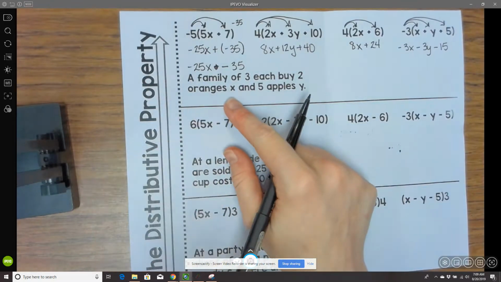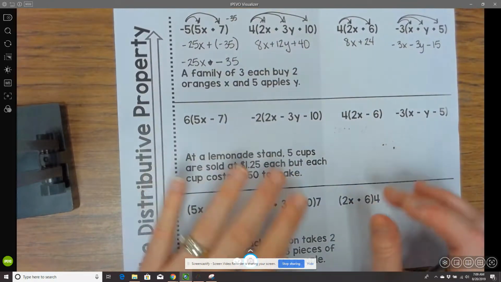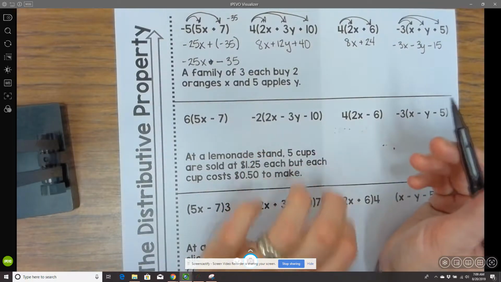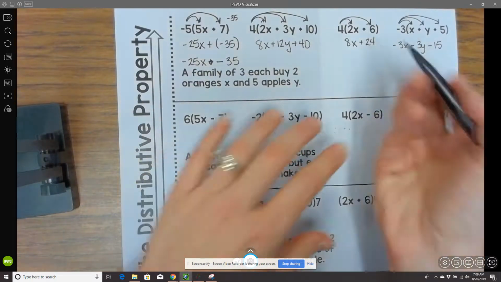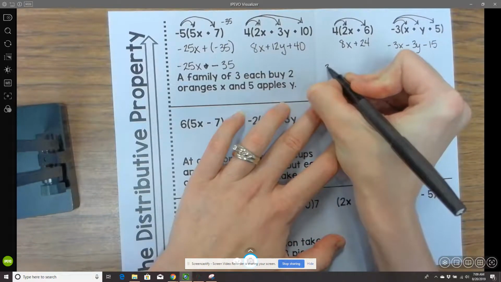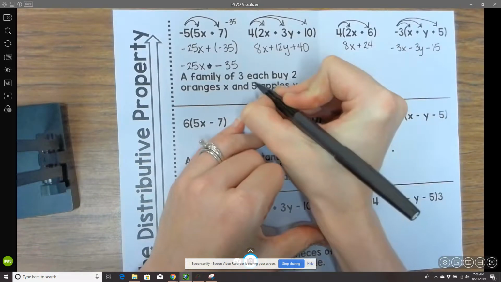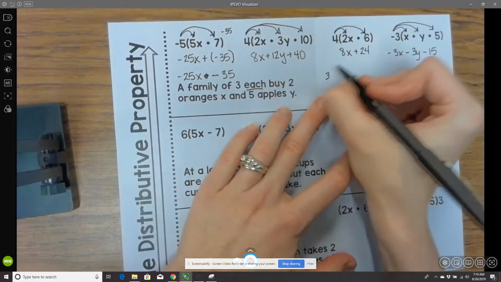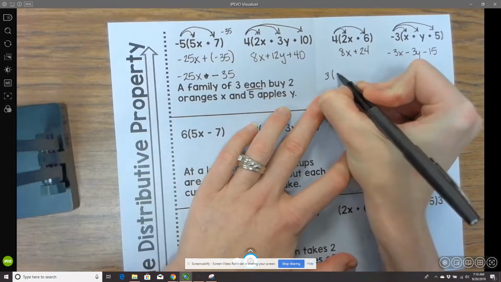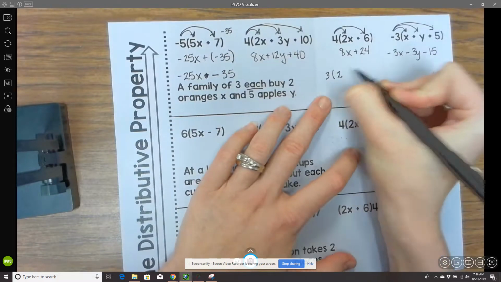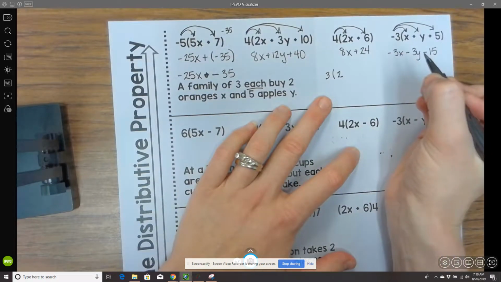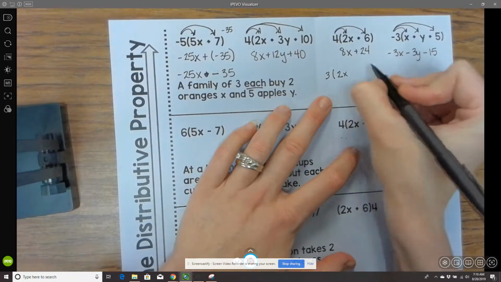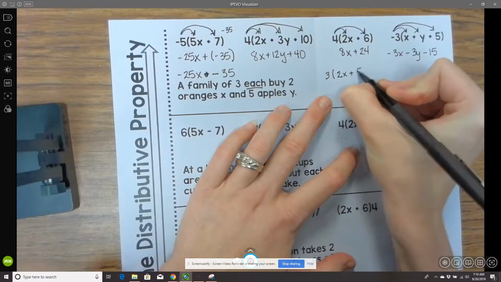So in word problems, here's what it's going to look like. A family of 3 each buy 2 oranges, x, and 5 apples, y. So if you want to find the total, to write this out, you've got 3 people and each of them, so each is a multiplication word. That means I'm going to multiply it by something. So each of those people is going to buy 2 oranges, and we don't know how many or how much maybe those oranges cost. So we do 2x, and then plus 5 apples.